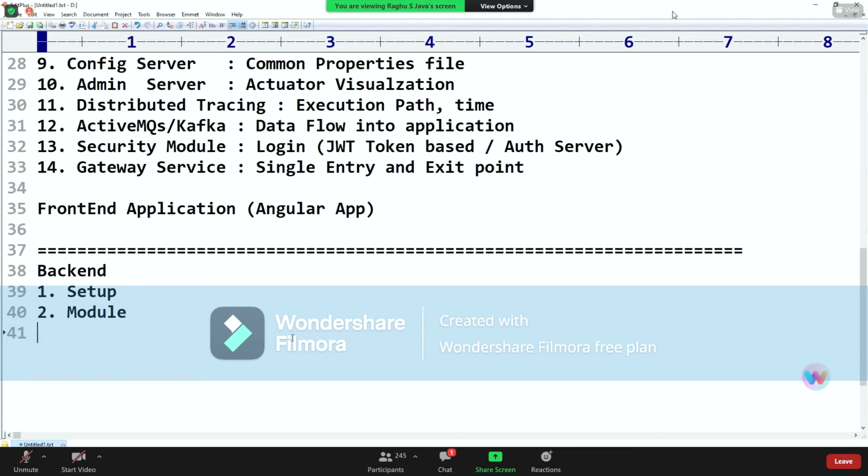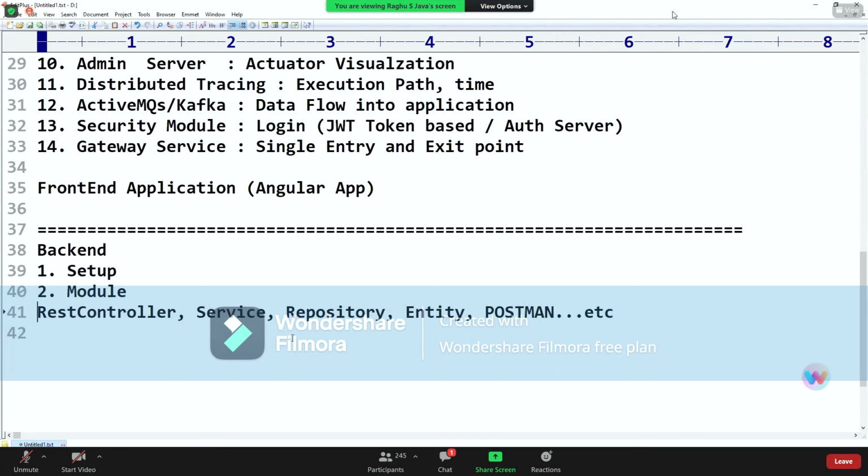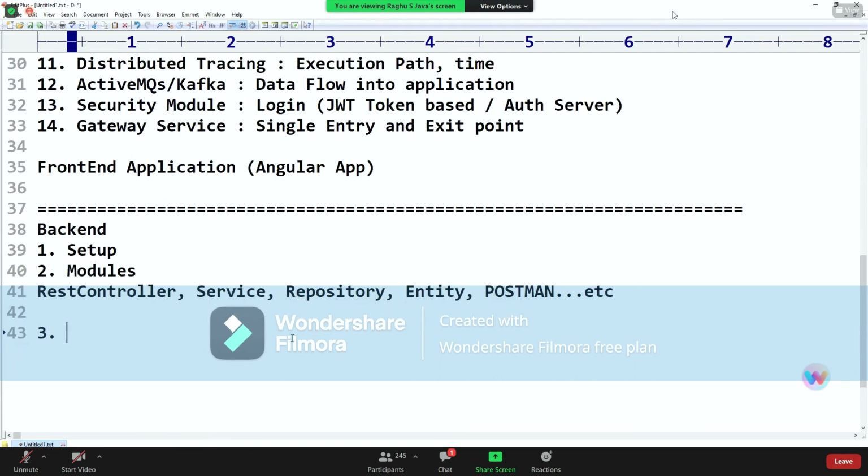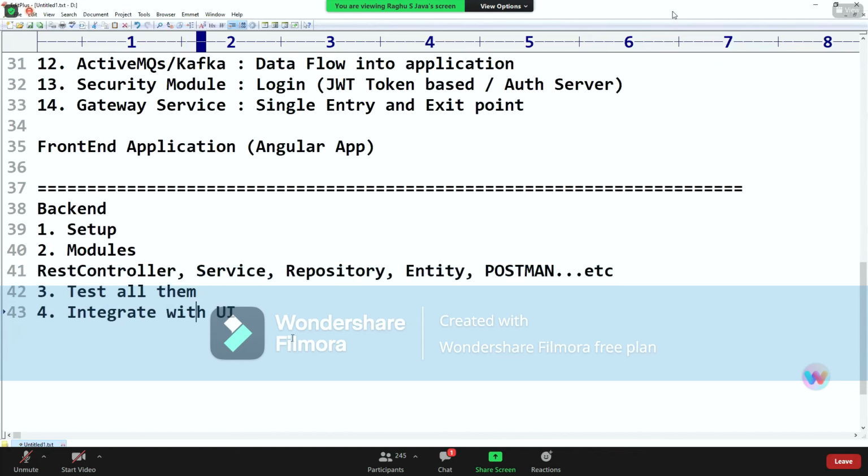I think you already know how to write the REST controller, service, repository, entity, and testing using Postman. Hope you have no doubts in this. We are going to concentrate on the modules. Once the modules are done, we are going to test them all, then integrate with the UI. UI integration is not a complication; there will be separate teams. Of course, you are a full stack developer, that's a different scenario. But first we start with the backend setup, then we go for the front end.